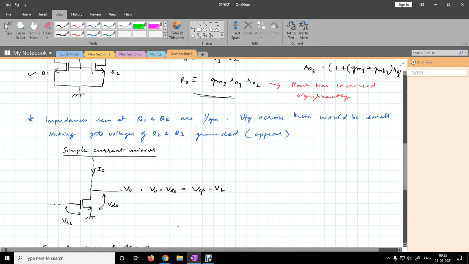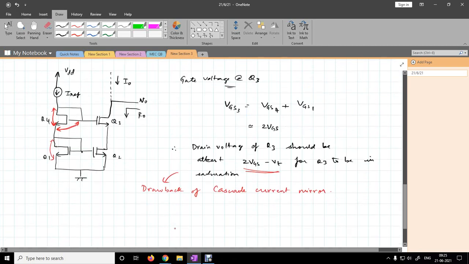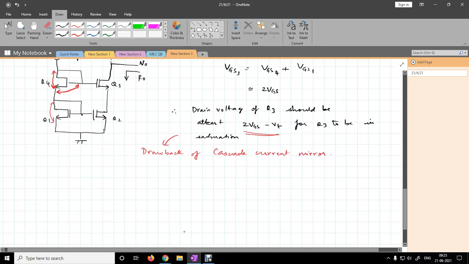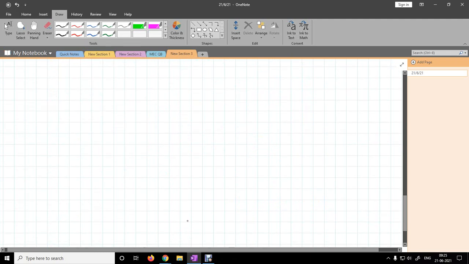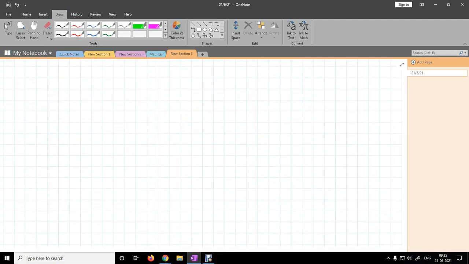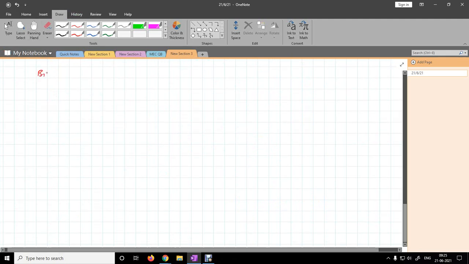Okay, so this is my advantage here. Disadvantage is it needs a lot of voltage for all the transistors to be maintained in saturation, right? So let us look at a bipolar mirror now. Bipolar mirror with base compensation.